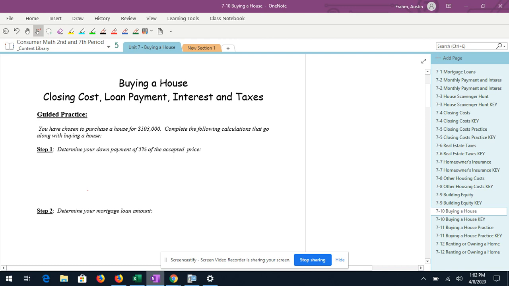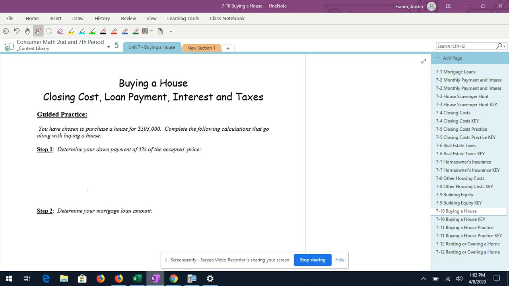All right, for lesson 7-10, buying a house, what we're going to be doing is pretty much putting together all the mathematical work that we've done so far in this unit. Some of that mathematical work is on closing costs, your loan payment, interest, and taxes. All right, so we're going to be walking through this guided practice together.